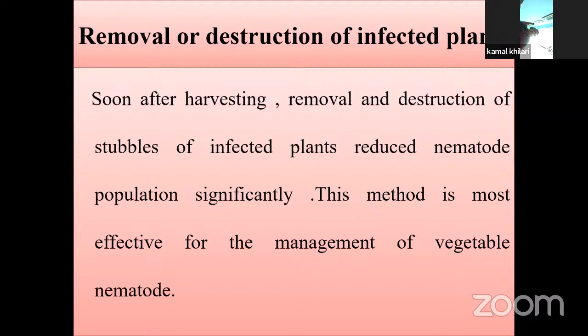So for the crop which has an infestation of the nematode, removal and destroying of the root system is very important for reducing the population of the nematodes. By continuously following this practice, we can reduce the nematode population in the soil. And if we are not removing and destroying this root system, then naturally we are increasing the population. This practice is very important for management of nematode.